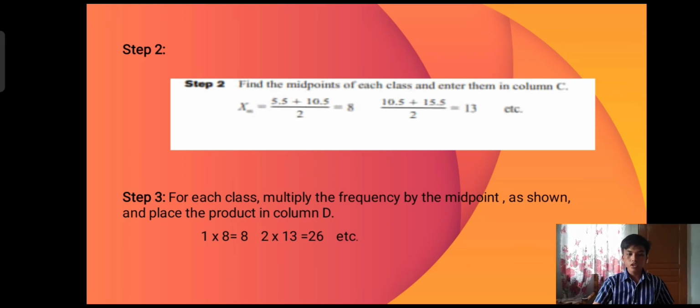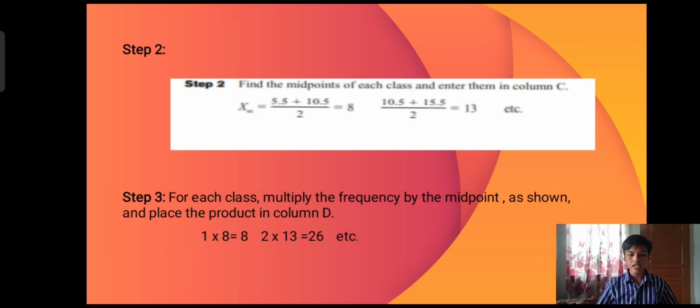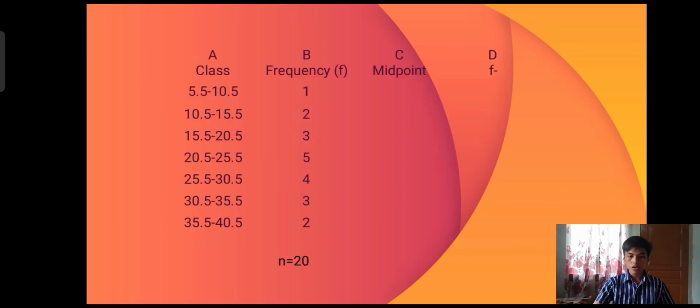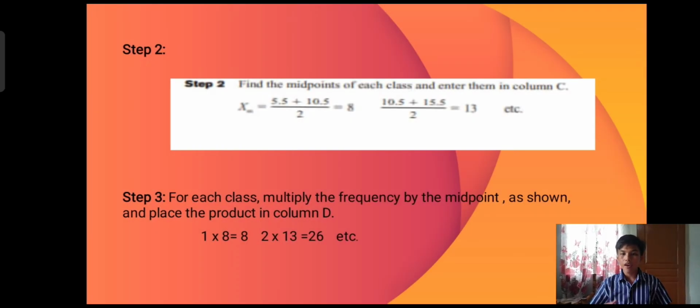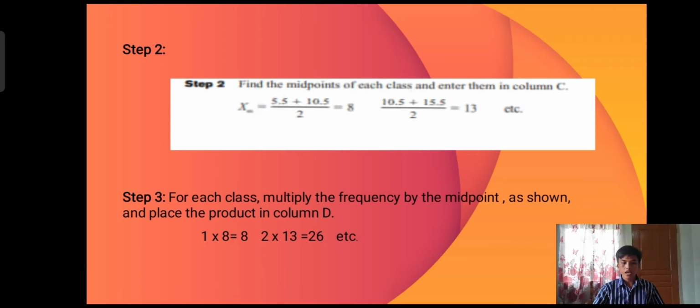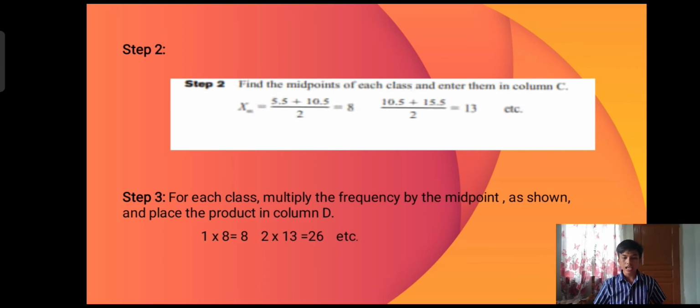Step number 3. For each class, multiply the frequency by the midpoint as shown and place the product in column D. How do we get column D? Simply multiply frequency times midpoint to get f times x in column D. So 1 times 8 equals 8, 2 times 13 equals 26, and so on.